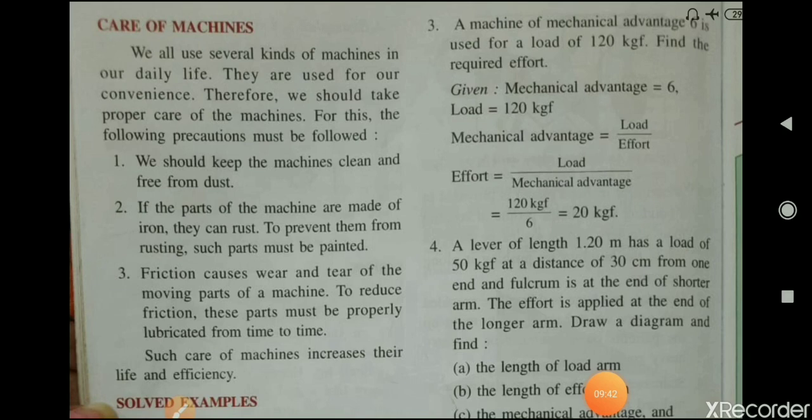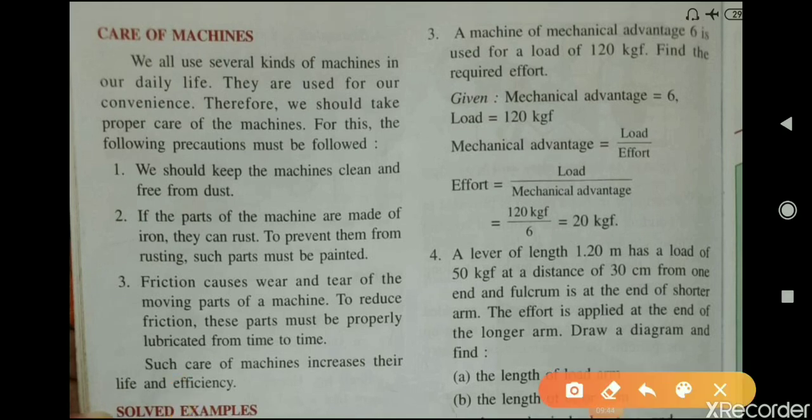Now, care of machines. We all use several kinds of machine in our daily life, but we need to take care of the machines for their proper functioning. So, the precautions that we must take are: we should keep the machines clean and free from dust. Second, if the parts of the machine are made of iron, they can rust. So, to prevent them from rusting, such parts must be painted.